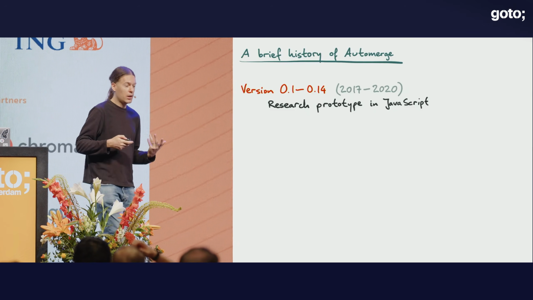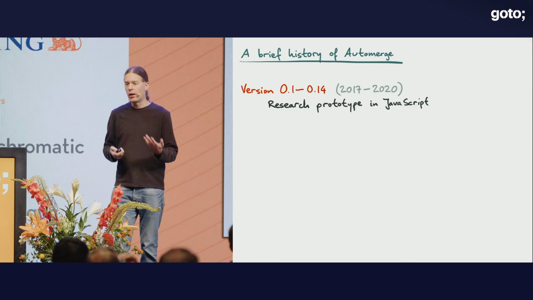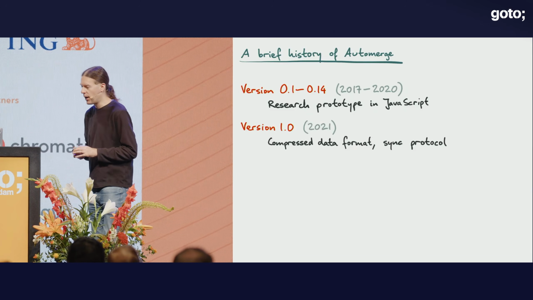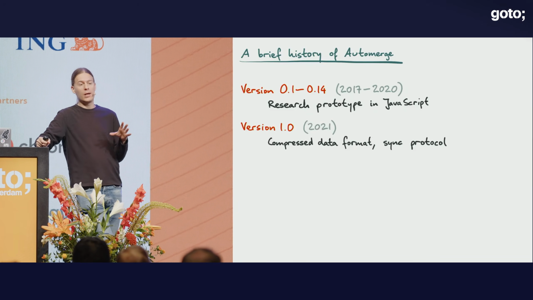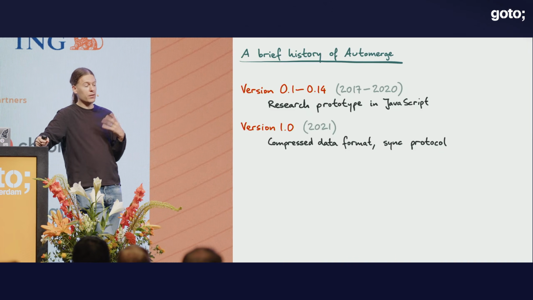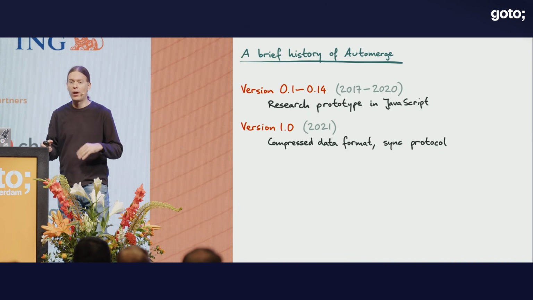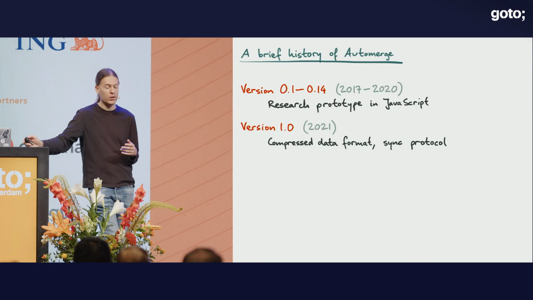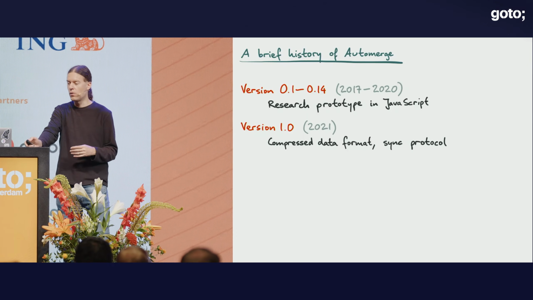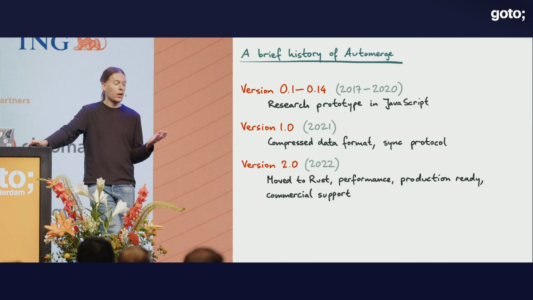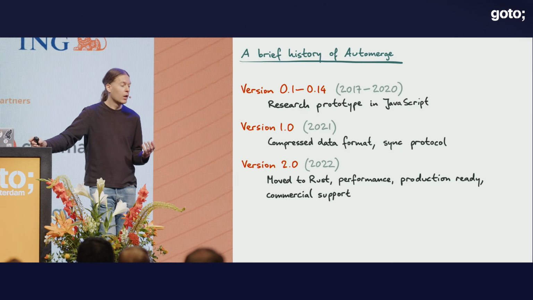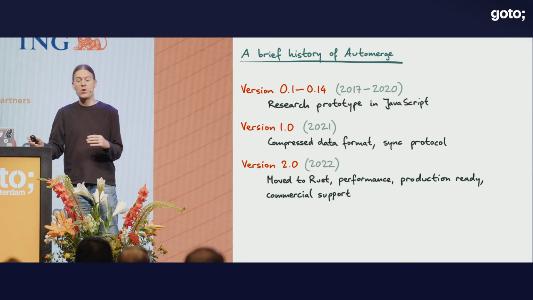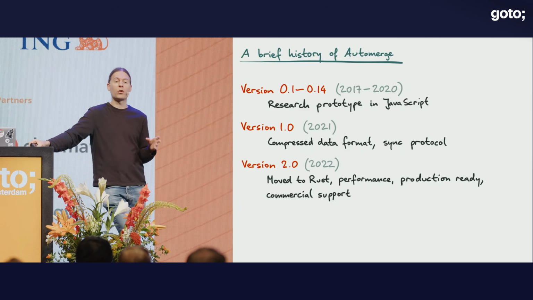And then in the last few years, we've increasingly productionized and professionalized this project. In version 1.0, we introduced a compressed binary data format, which has vastly smaller file sizes than what the previous versions of Automerge had. And we introduced a new synchronization protocol. In version 2, we moved from a JavaScript implementation to a Rust implementation. And as part of that, performance increased massively. We've been investing much more in performance.